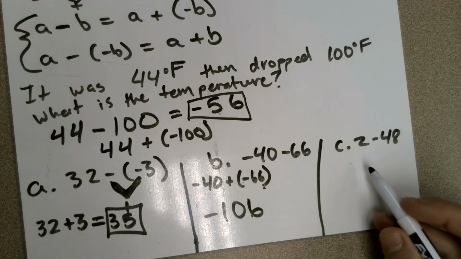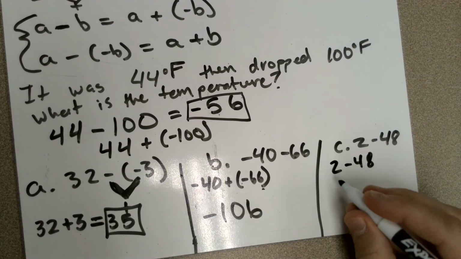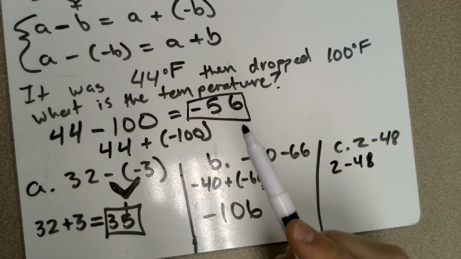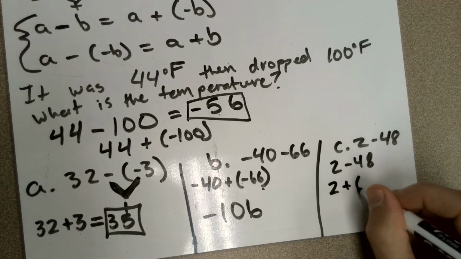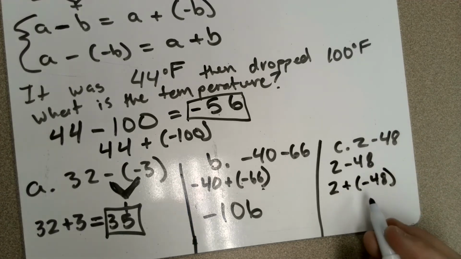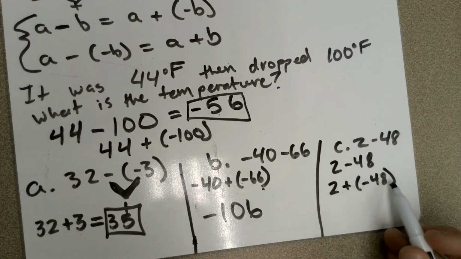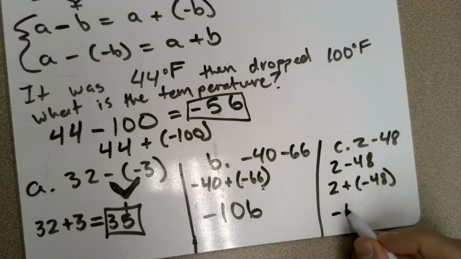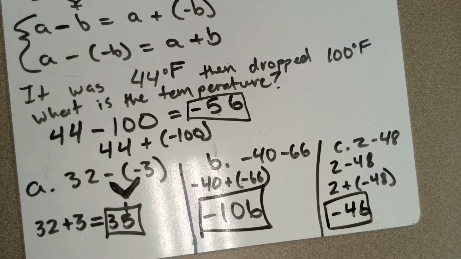All right, finally, 2 minus 48. We could rewrite that if we wanted to using our rule. By adding its opposite, we could do 2 plus negative 48. If that makes more sense to you. For me, that makes a little bit more sense because now I can think negative 48 plus 2 leaves me with negative 46. There's a lot of different ways to solve these. Pick whichever method works best for you.